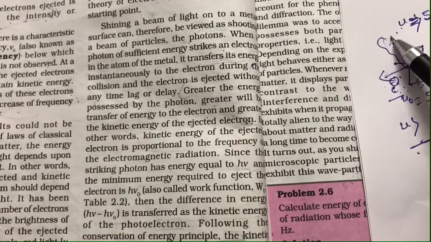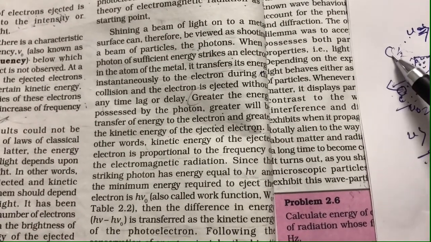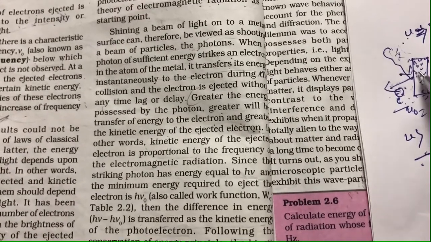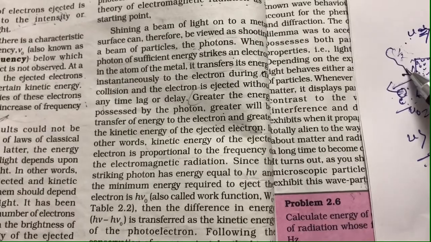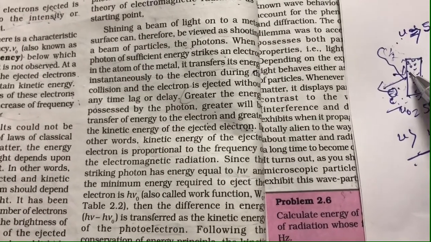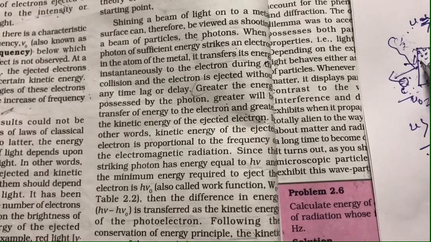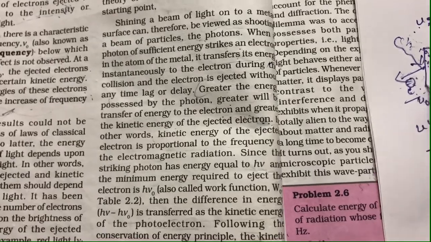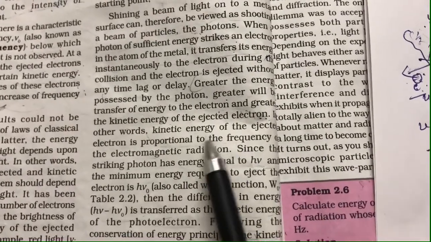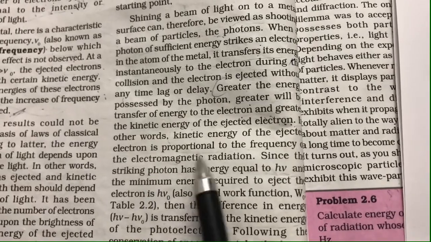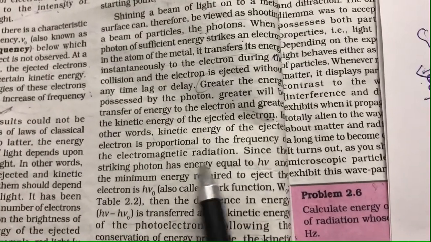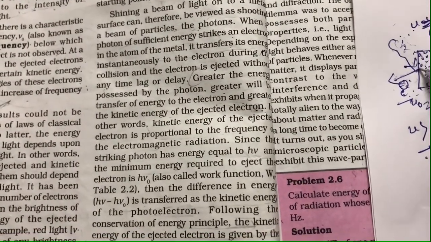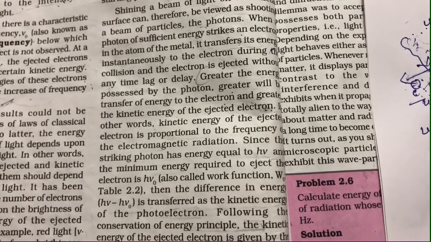If this light radiation is of higher frequency and higher energy carrying photons are there, then when they collide with this metal surface, a particular photon which collides with any one electron will result in quick emission of the electron, and that photoelectron will also have a higher kinetic energy. Clear? In other words, the kinetic energy of the ejected electron is proportional to the frequency of the electromagnetic radiation. It means more frequency, more kinetic energy for these ejected electrons.